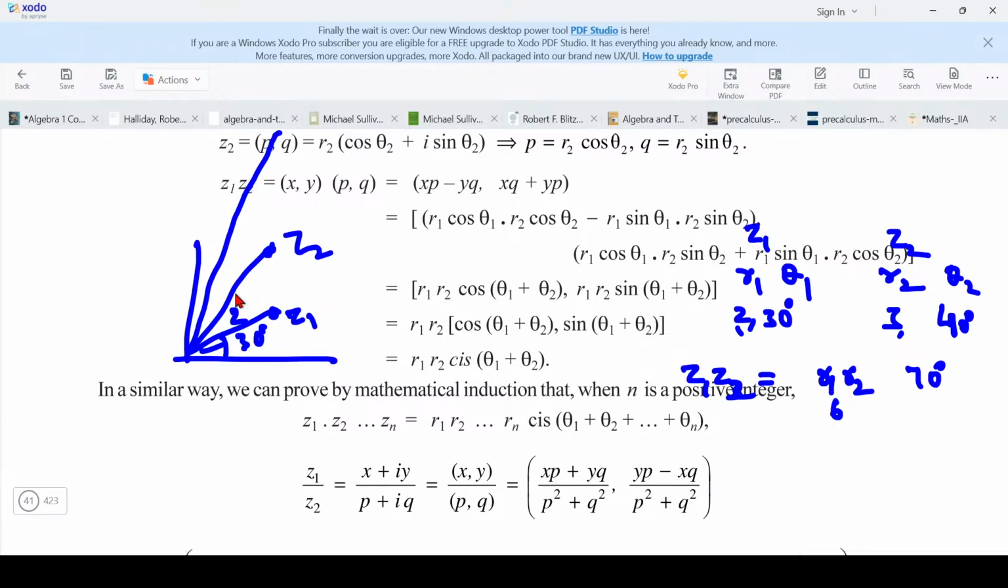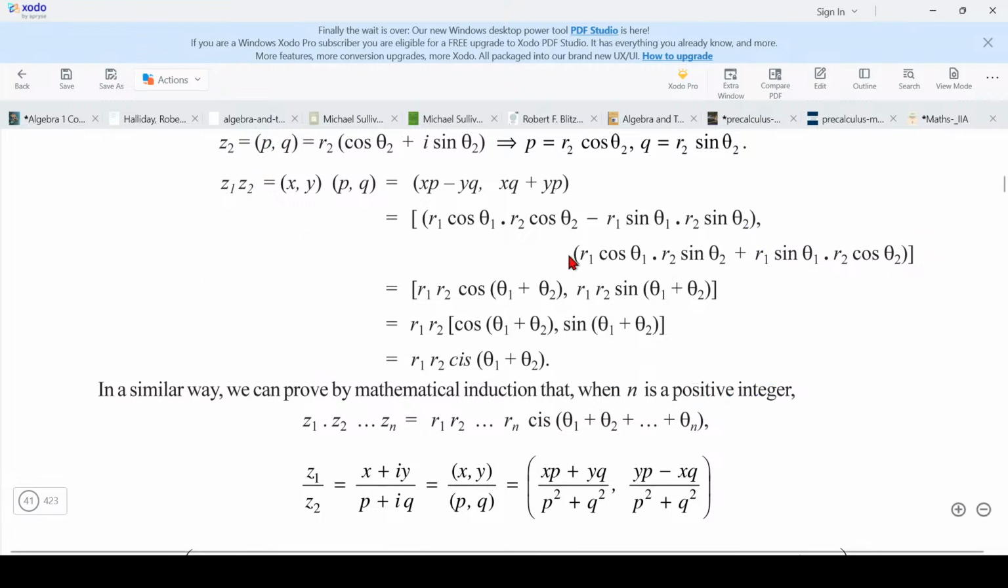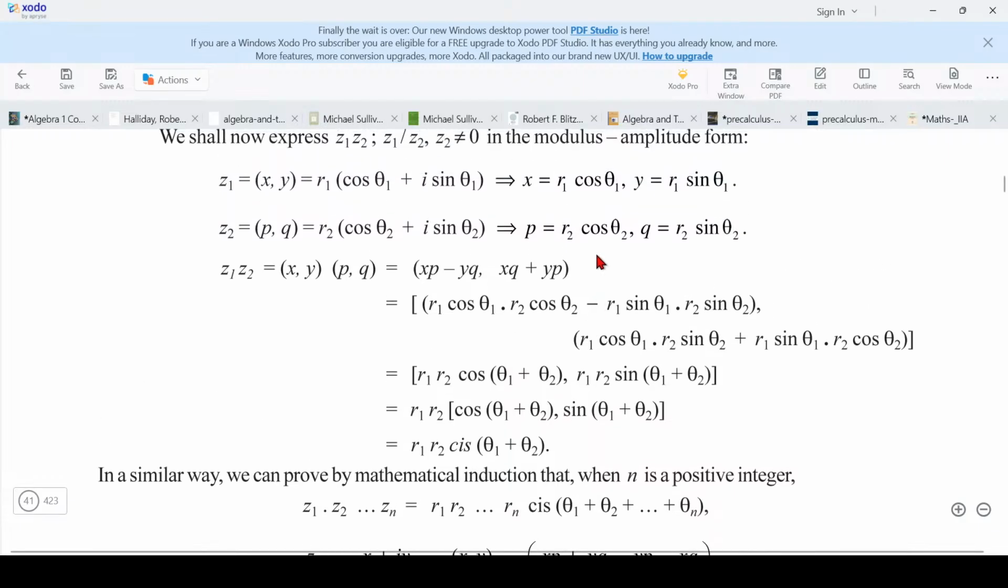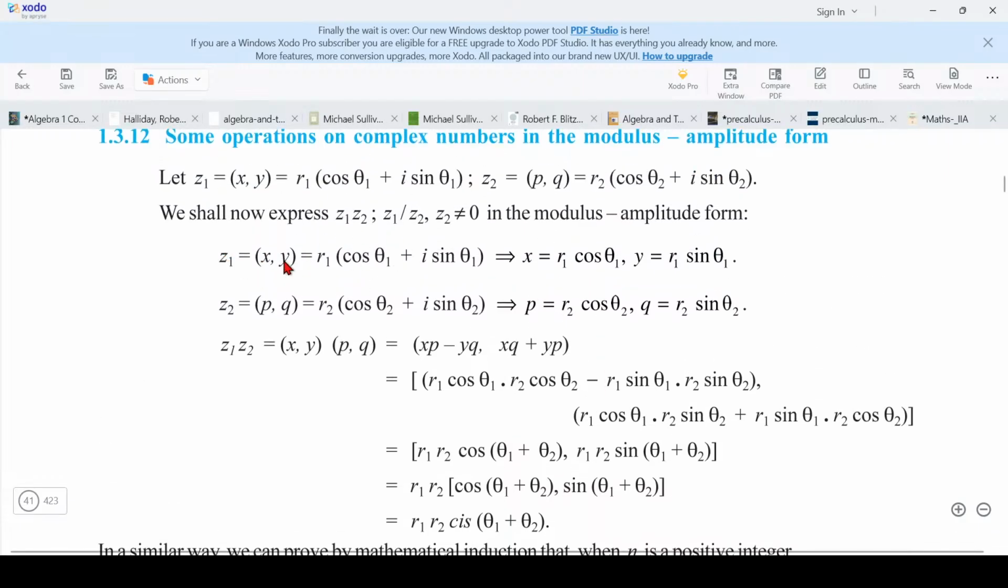Understood, sir. When you are multiplying two complex numbers, what will happen to their magnitudes? The magnitudes will get multiplied. What will happen to the angles? The angles will get added. This is very important. Angles will get added, magnitudes will get multiplied. And what is he doing? He is exactly doing the same thing here.